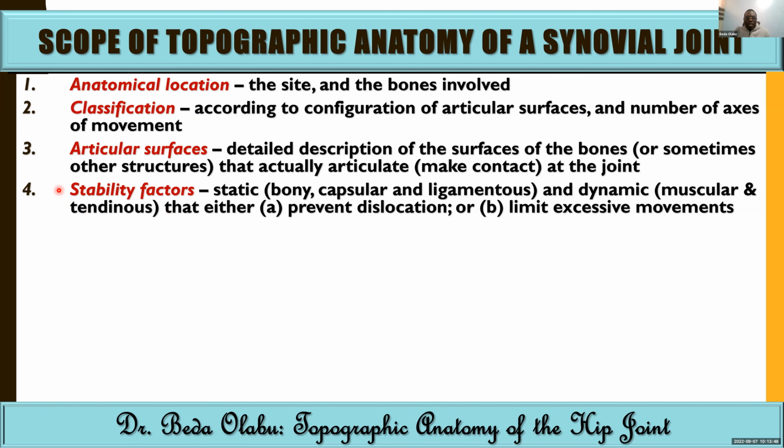After that, we talk about stability factors. When you think about stability factors of a joint, think about the things that prevent dislocation in that particular joint, or things that limit excessive movements in that particular joint. You know that a joint cannot just move 360 degrees. There's something that will limit the movement. Again, we know that we don't want to be dislocating our joints anyhow, and so there's something that prevents the dislocation. Those become the stability factors of a joint.